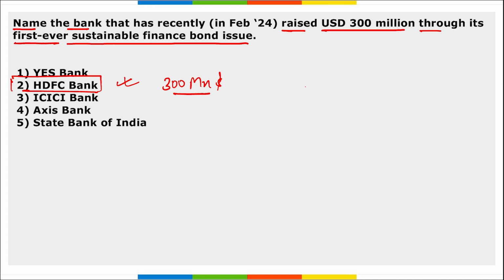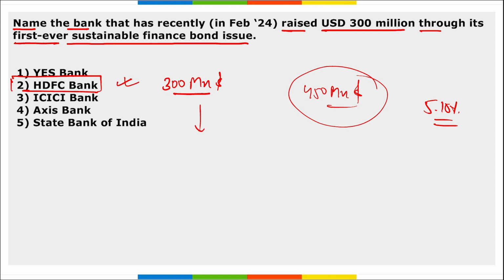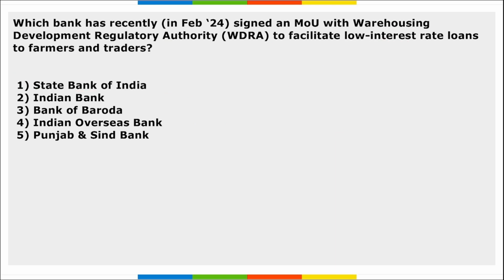In addition to this $300 million bond, it also raised $450 million through a senior unsecured 5-year dollar bond with an interest rate of 5.18%. And here the 5.18 percent is for the $450 million, and for the $300 million the interest rate is 5.196%. And here the maturity period is 3 years. Here the maturity period is 5 years.